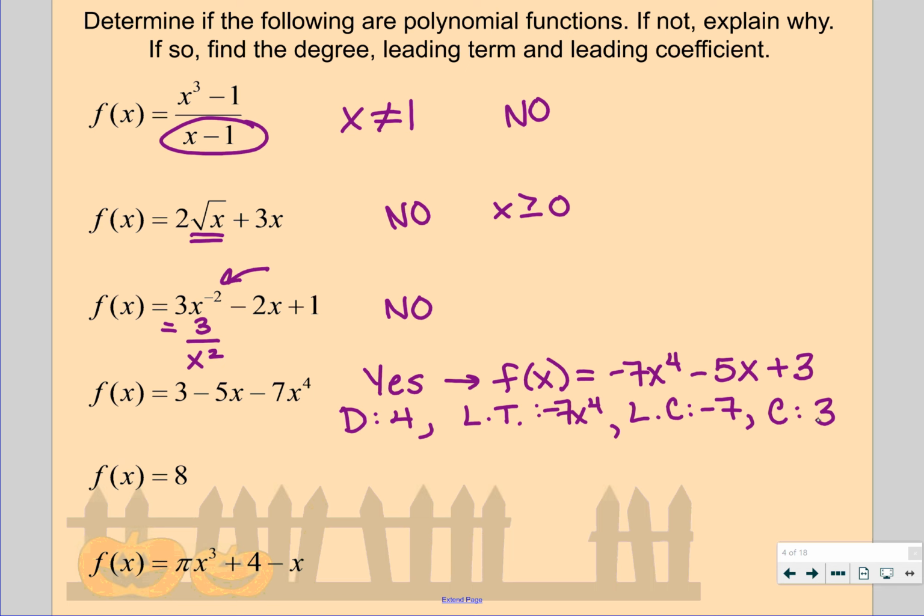Okay, on to your big idea worksheet. I want you to try the first 3 that are on there. Save part D, we'll do that one together. Try the first 3. I want to know yes or no if it's a polynomial. If it is, name all the properties. If not, say why not.